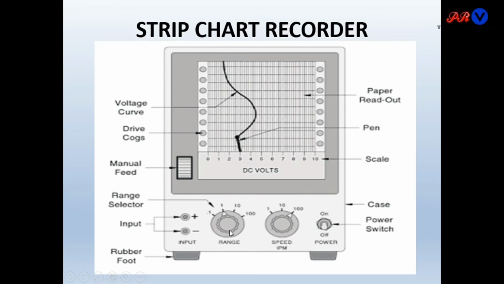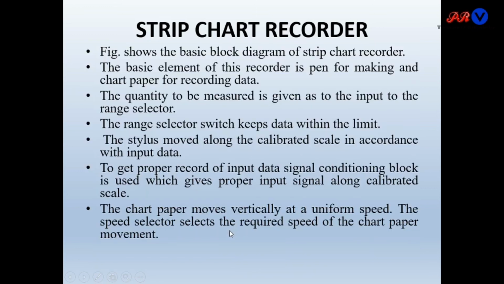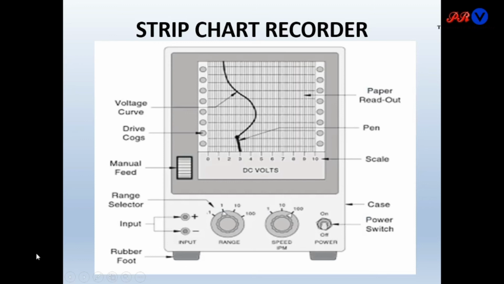What is the function of the range? It switch keeps data within the limit. It will keep the data within the limit, meaning a proper limit to the data will be applied here. So this pen moves according to this range and gives us a continuous record of the voltage on this paper. Through this paper we can read out the voltage.